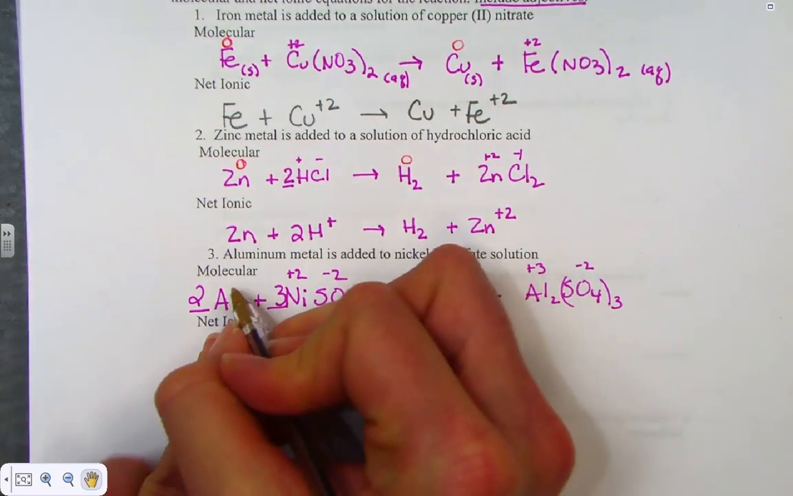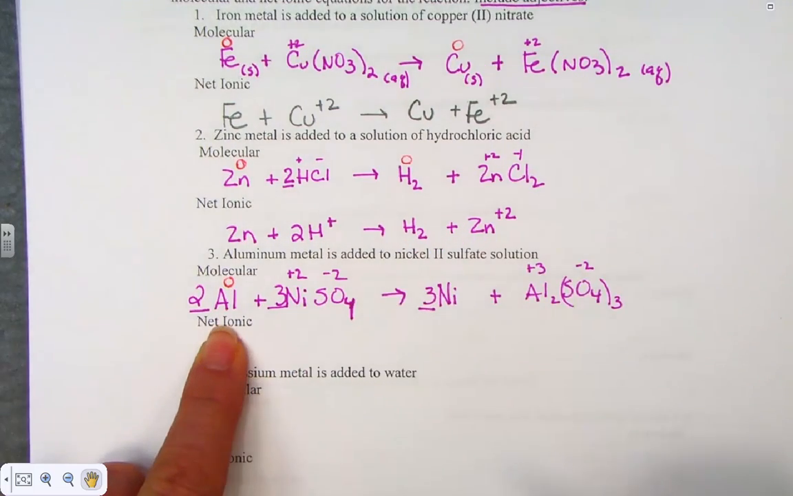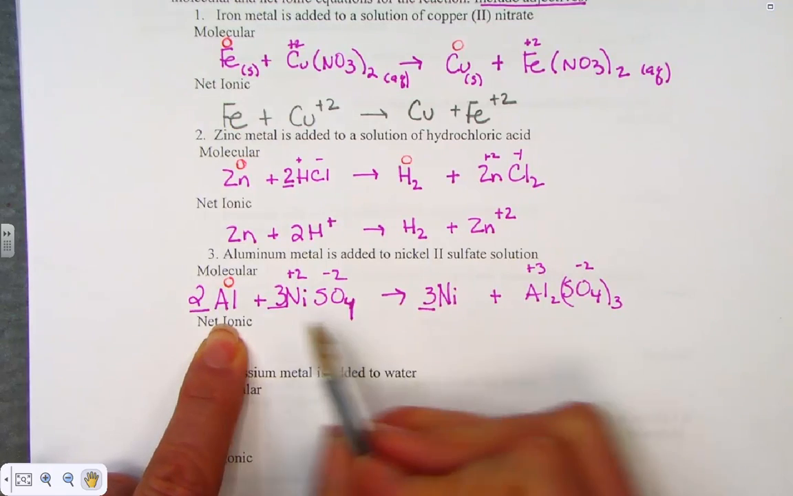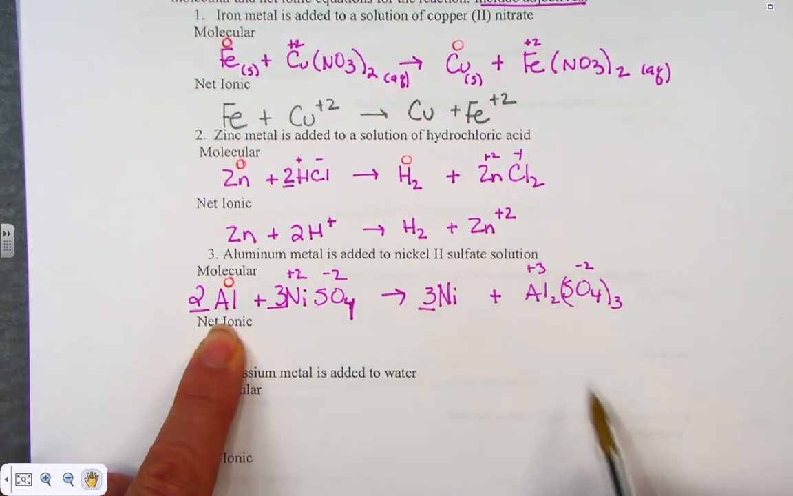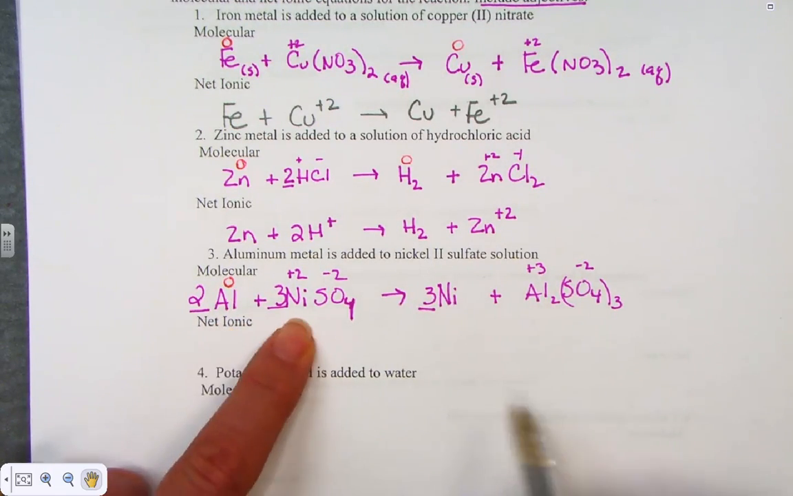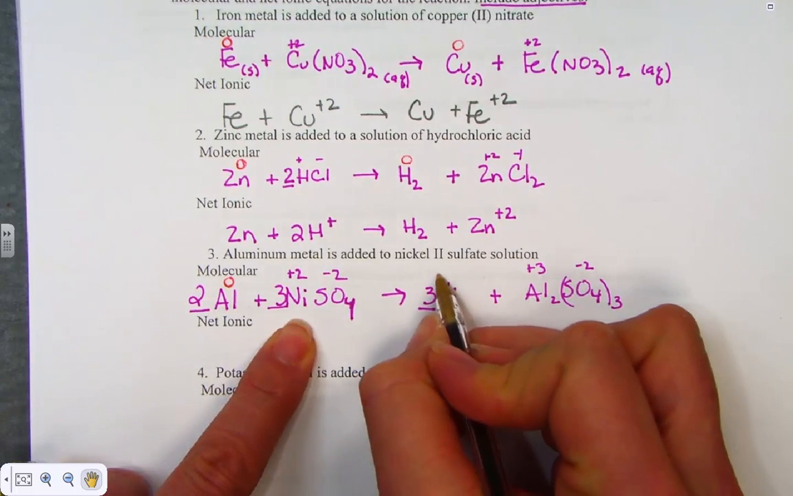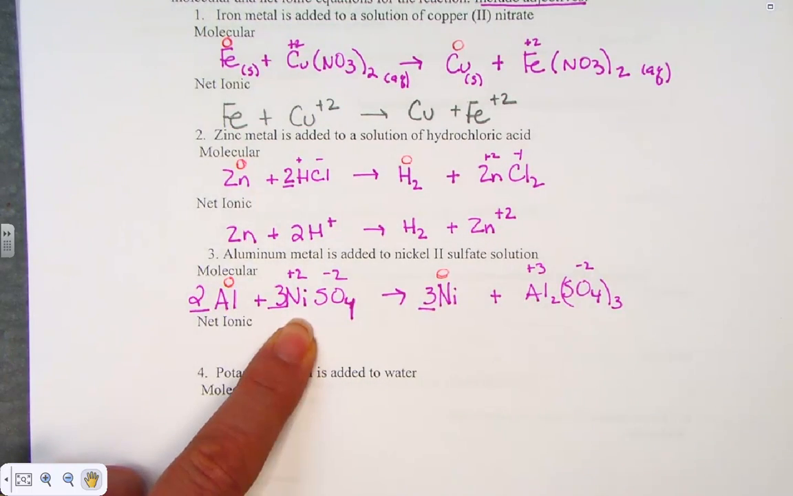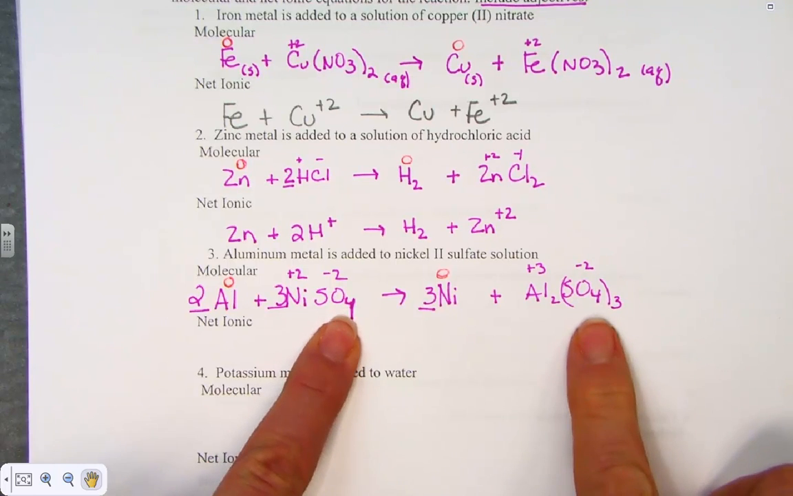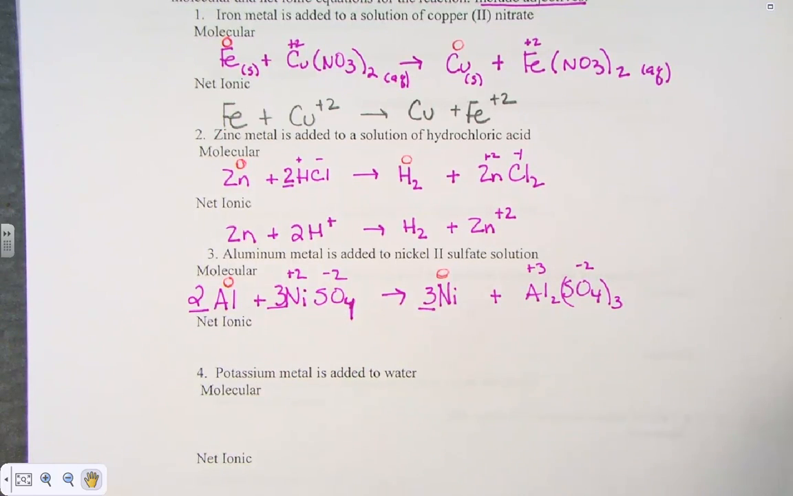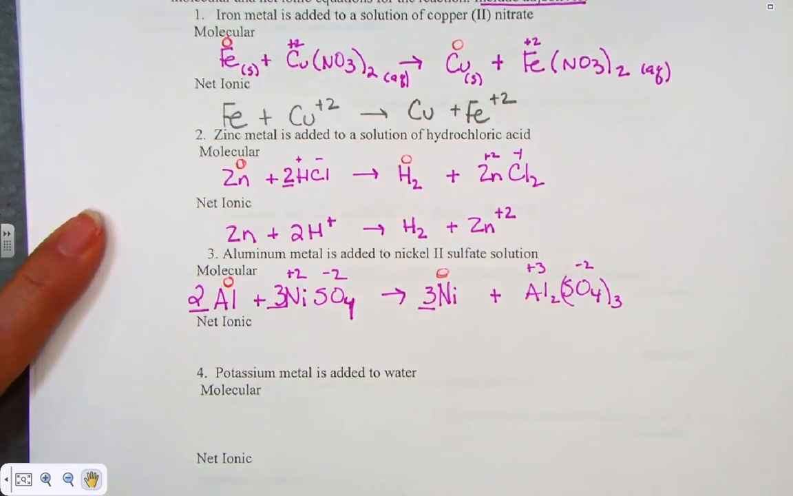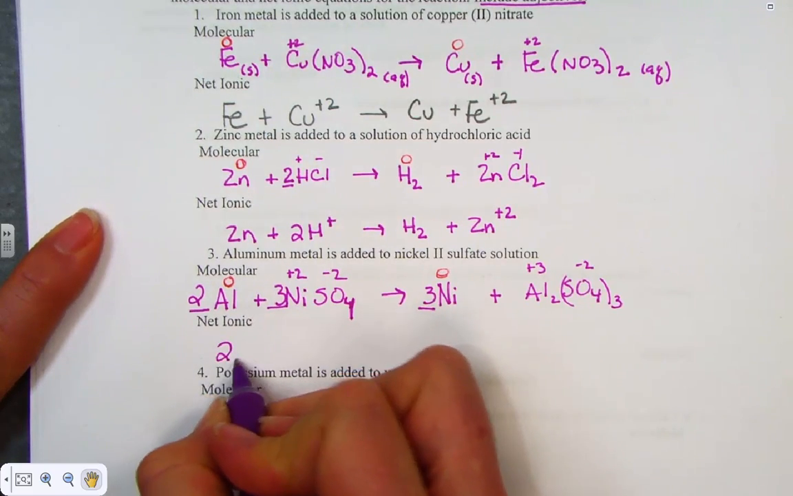Thinking about the redox, here's aluminum as an atom, an element the way we find it in nature, assigned a 0. It is being oxidized to a +3. Nickel started as a +2 is now reduced to a 0. Eliminating the polyatomic ion sulfate, and let's show the redox net ionic equation.